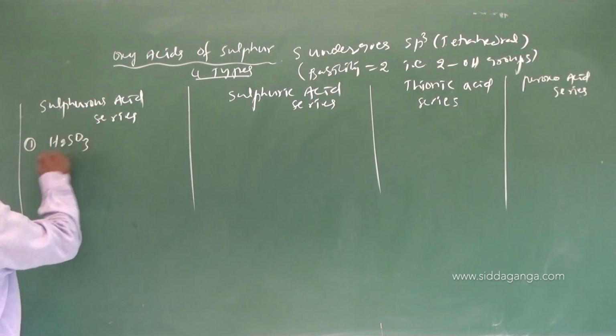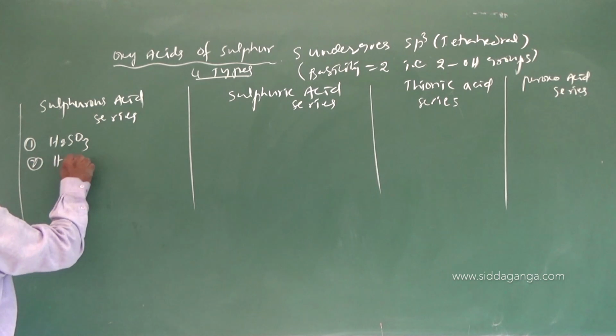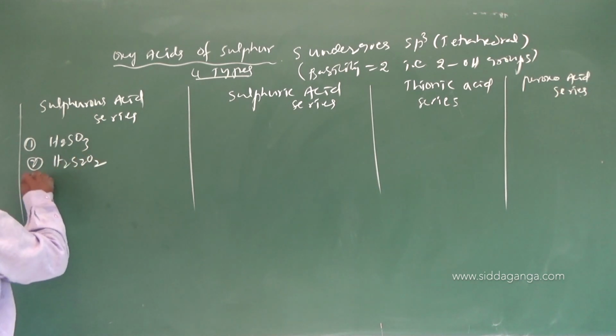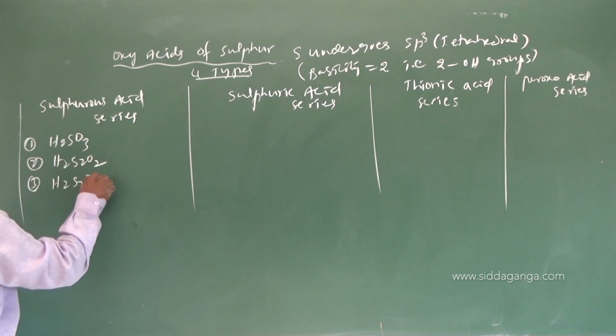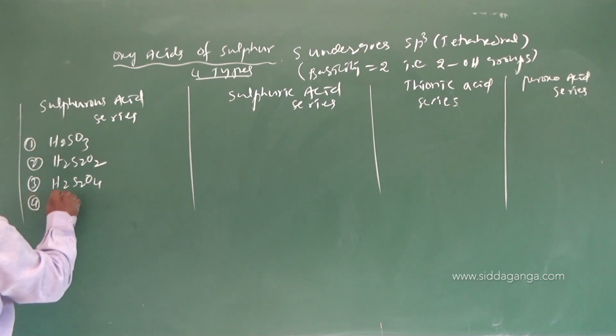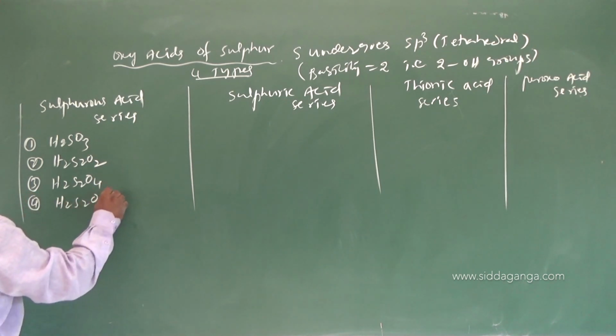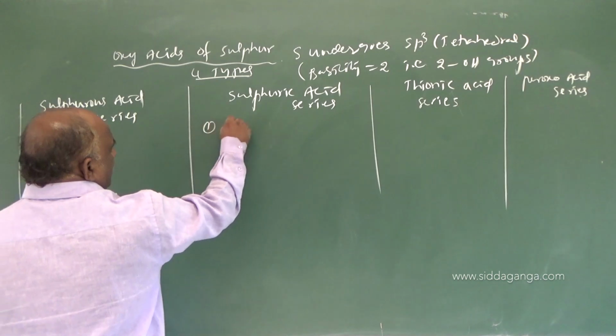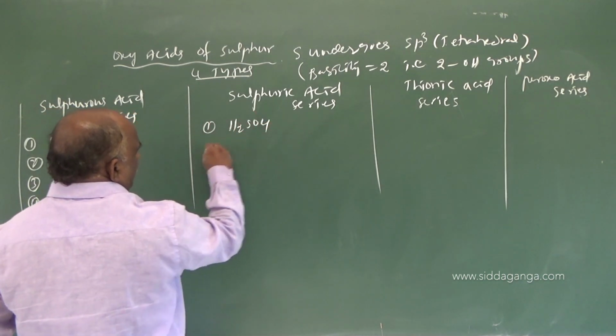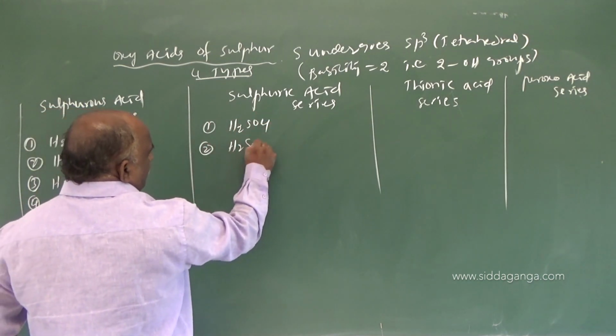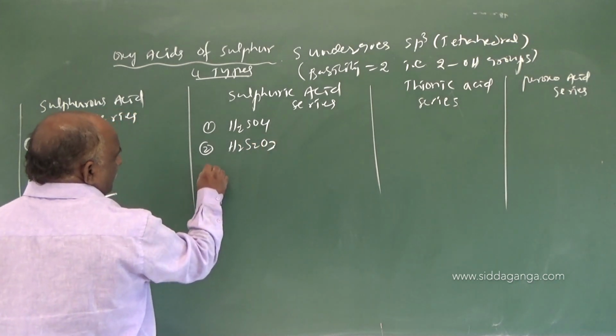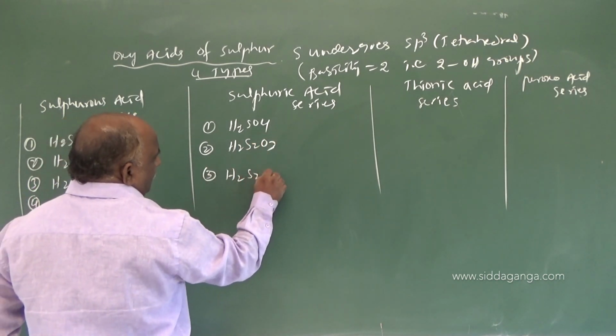H2SO3, H2S2O2, H2S2O4, H2S2O5. While coming to the second one, H2SO4, H2S2O3, H2S2O7.